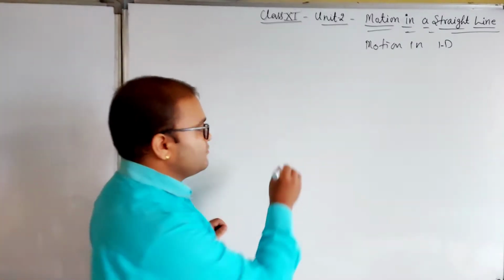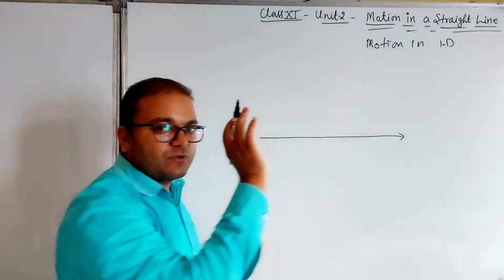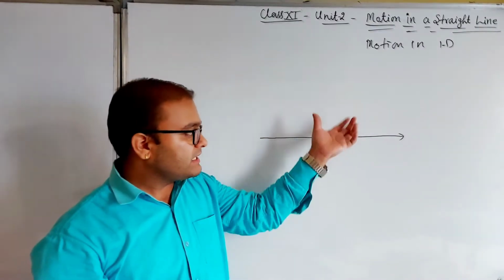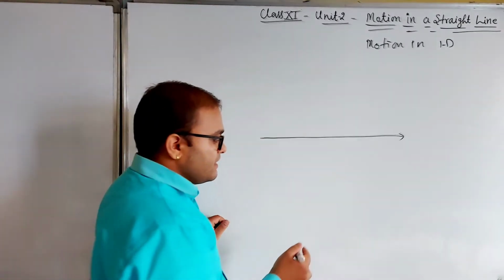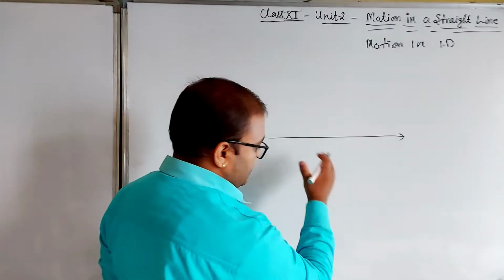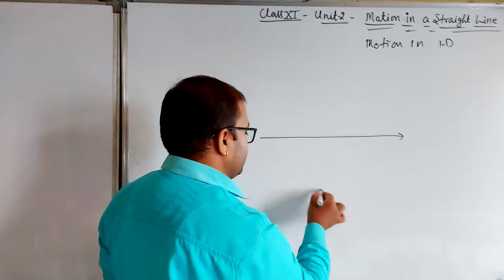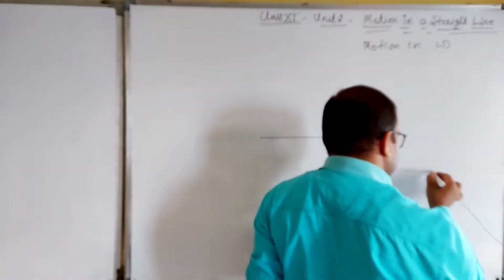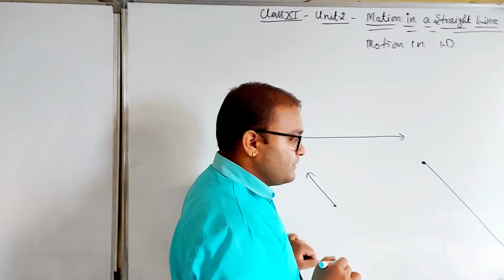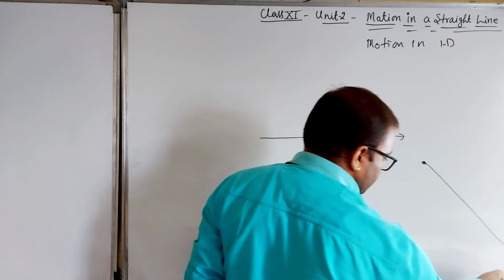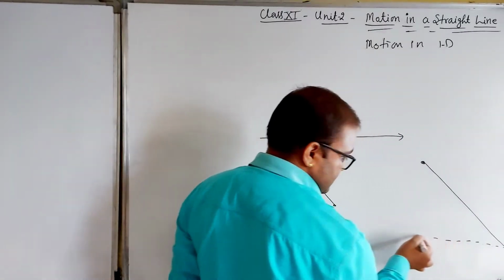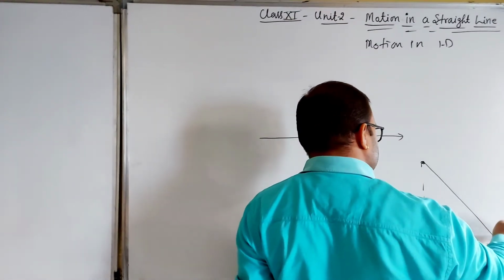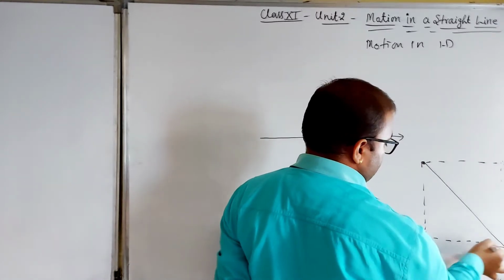Suppose an object is moving in a straight line path in only one direction, either x-axis, minus x-axis, plus y-axis or minus y-axis, then it is one-dimensional motion. But suppose an object is moving in a plane. Suppose an insect is moving on this board in this direction. We need two coordinates to define its position: how much distance is covered along the x-axis, and how much distance is covered along this axis. That means we need to define two axes.